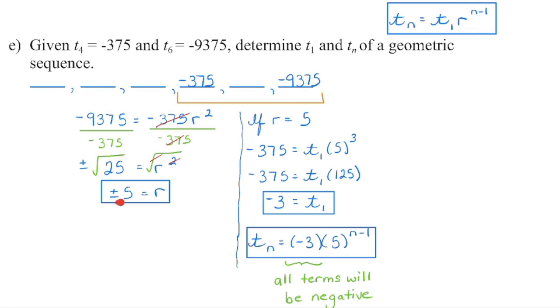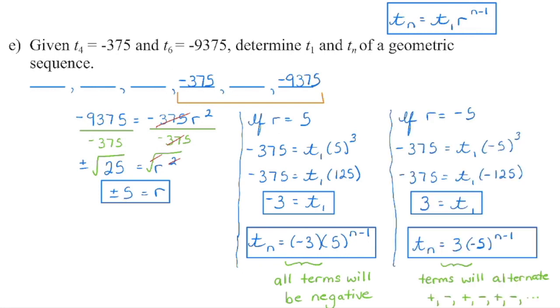If r happens to be -5, we can substitute that in, and again pull a mini sequence here. We're looking for term 1. We know that term 4 is -375. We're multiplying by 3 common ratios to get there. -5 cubed is now -125. Negative divided by a negative is a positive. So now we have a positive term 1 given that negative ratio.